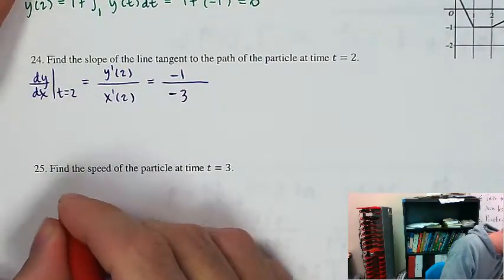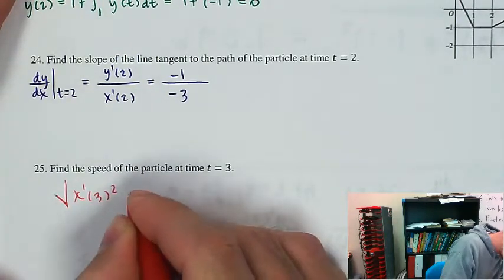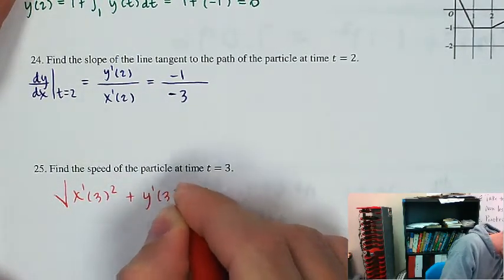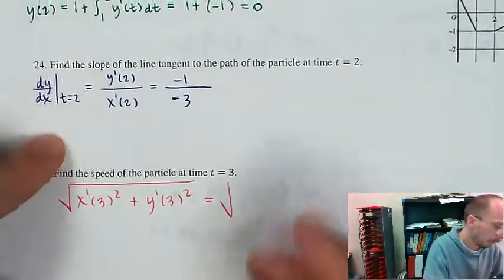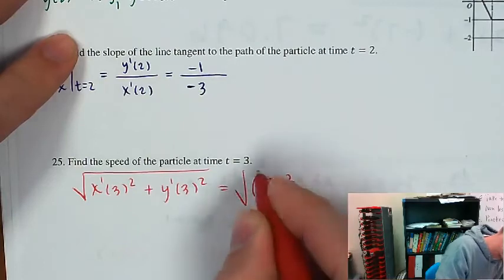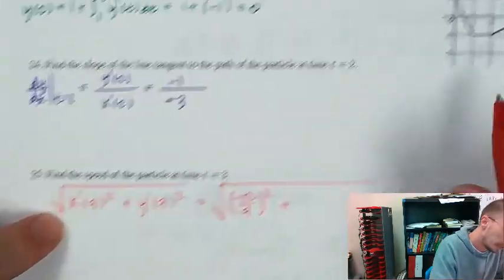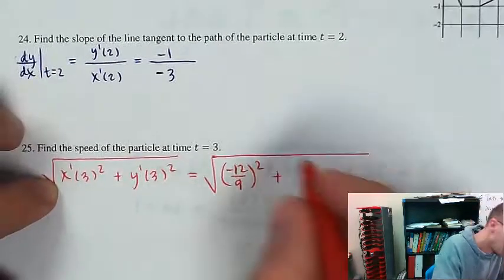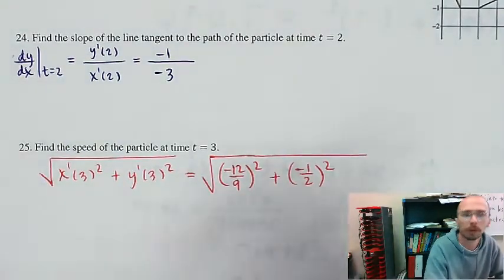Well, the speed is going to equal the square root of x prime of 3 squared plus y prime of 3 squared. Okay, x prime of 3 is going to be negative 12 over 9. This is no calculator, and so I'm just going to write that, plus dy dt at t equals 3, which was negative half, squared, and that's a suitable expression, right? That's going to be good enough for us.